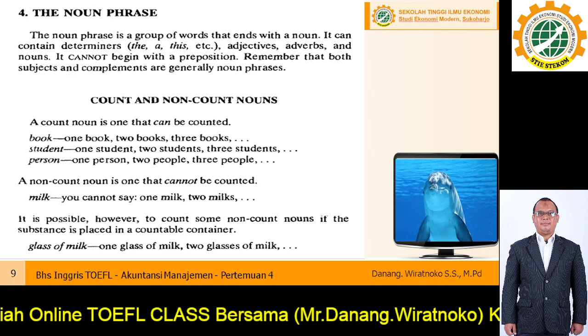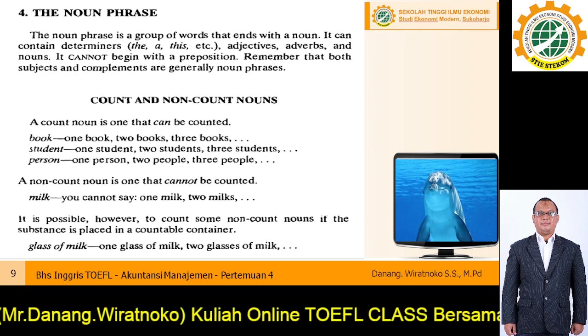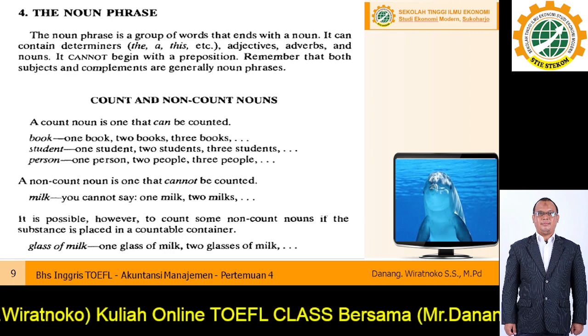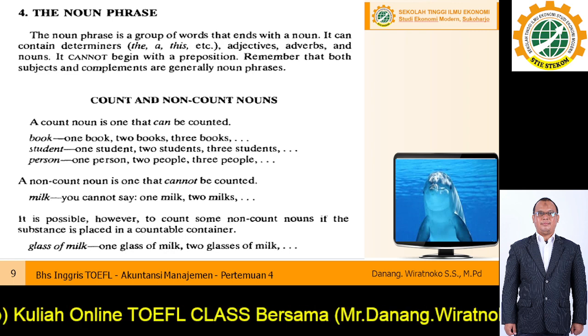Okay. A countable noun is one that can be counted. Contohnya book, student, person. Ya, we have 1 book, 2 books, 3 books. Student, 1 student, 2 students, 3 students. Person, 1 person, 2 people, 3 people. We don't say 2 persons. No, person becomes many, menjadi people.